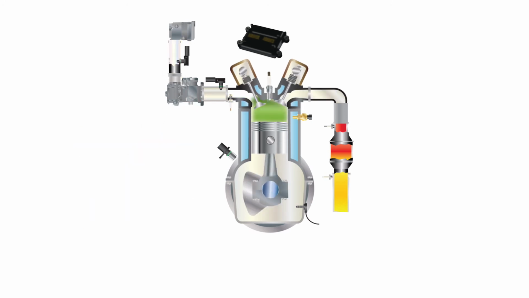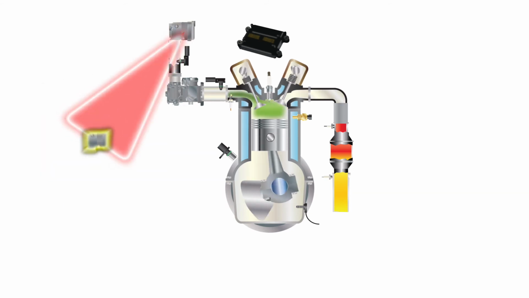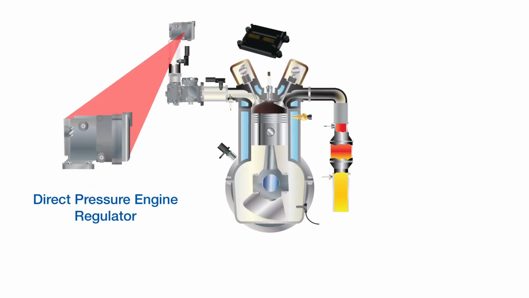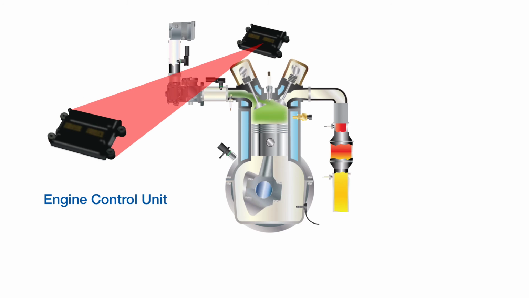The inlet manifold pressure senses fuel pressure and inputs to the ECU to adjust the fuel requirements and control the ignition sequence to each cylinder. The direct pressure engine regulator receives input from the ECU to control the correct flow of gaseous fuel. The engine control unit, ECU, receives input from the various sensors in the closed loop and uses these inputs to calculate the outputs to the various devices that control engine operations, such as the throttle and pressure regulator.